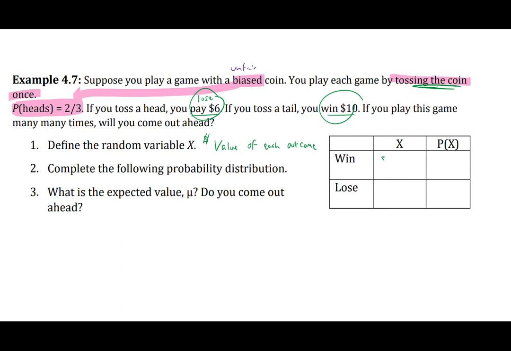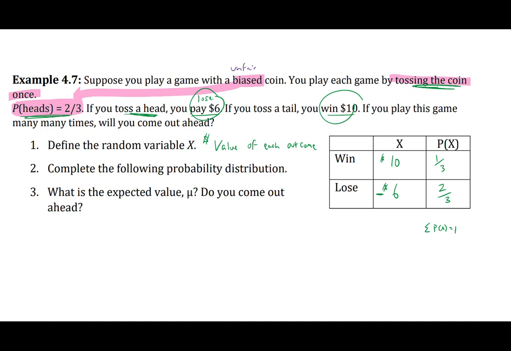So the money value for winning is $10. The money value for losing is $6, but since we're losing it, we're going to put it as a -6. The probability of winning, well, it says here that the probability of landing heads is 2/3. The probability of tossing a head, the outcome for tossing a head is to lose $6. Using the fact that the sum of the probabilities all add up to 1, we can then find the complement of losing, or subtracting from 1, we'll get 1/3.